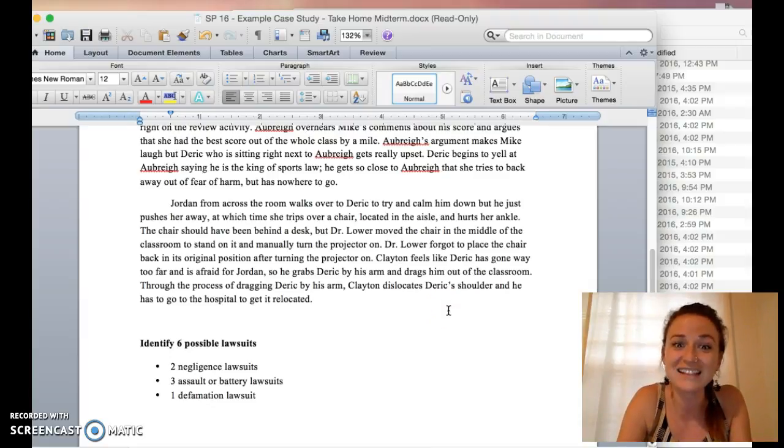Or the fact that I left the chair in the middle of the aisle, which Jordan tripped over. It's negligent to leave an area unsafe with hazardous conditions. So those would probably be the 2 negligence lawsuits.